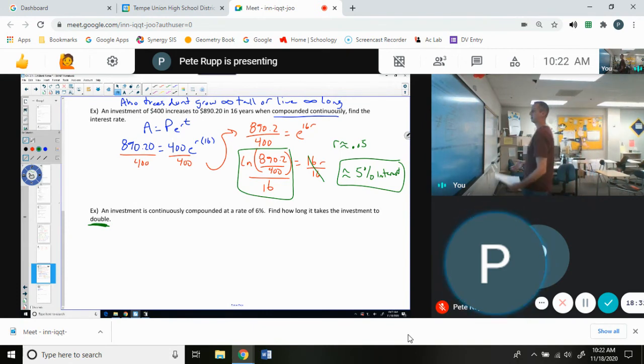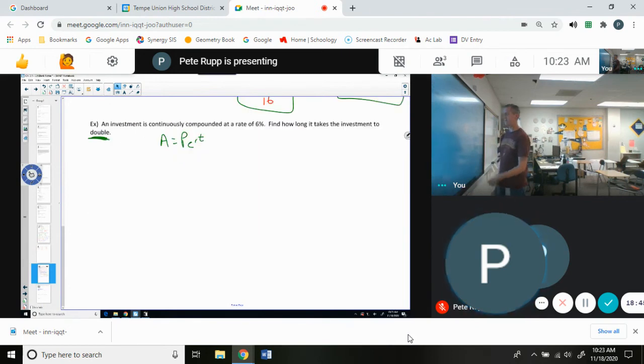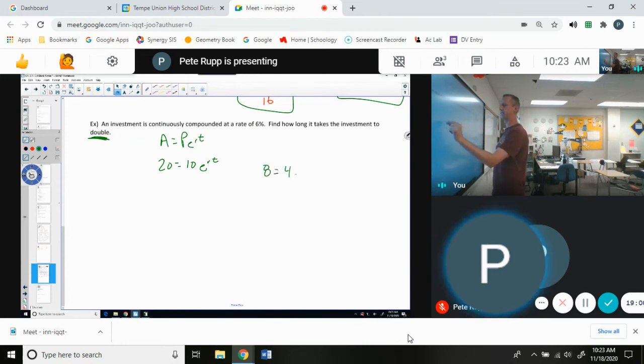You could pick your own initial and final amount. So pick anything that doubles. Let's just do this, A equals P times e to the rt. Say I pick an initial amount of 10. Then when it doubles, it's going to be 20. So 20 equals 10 e to the rt. Say I have an initial amount of 4. Then it would be 8 when it doubles. 8 equals 4 e to the rt.